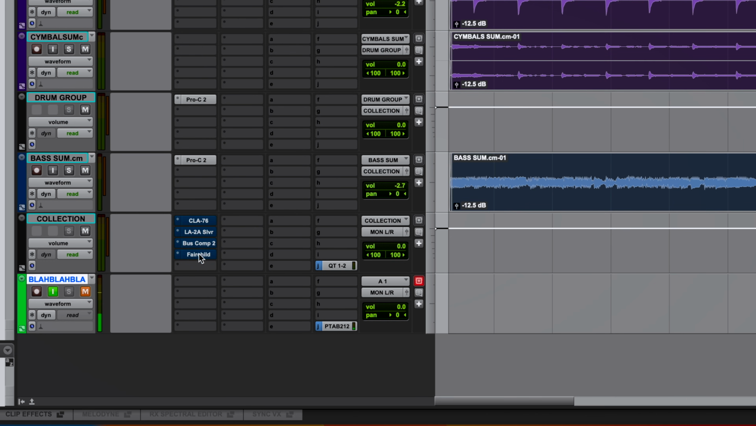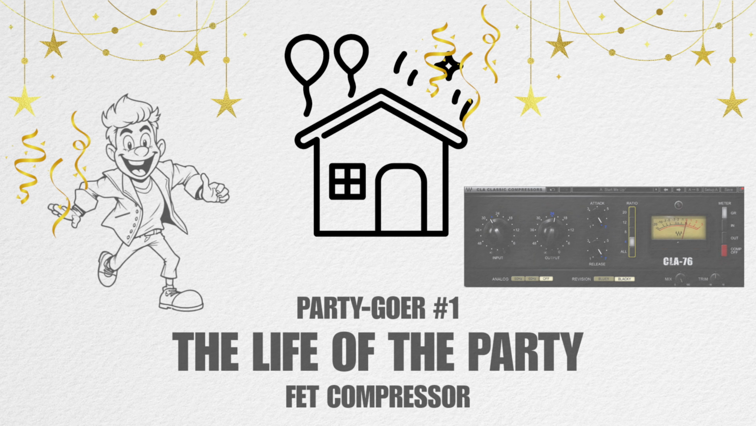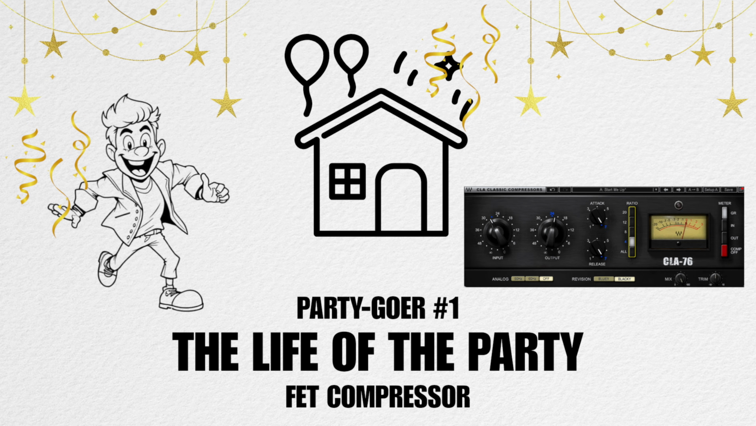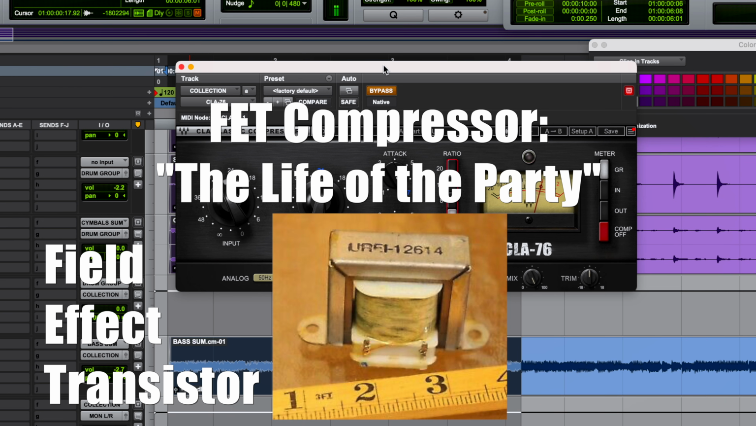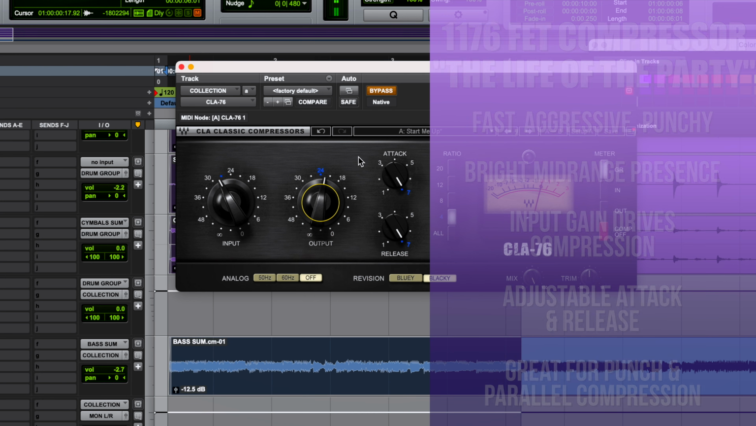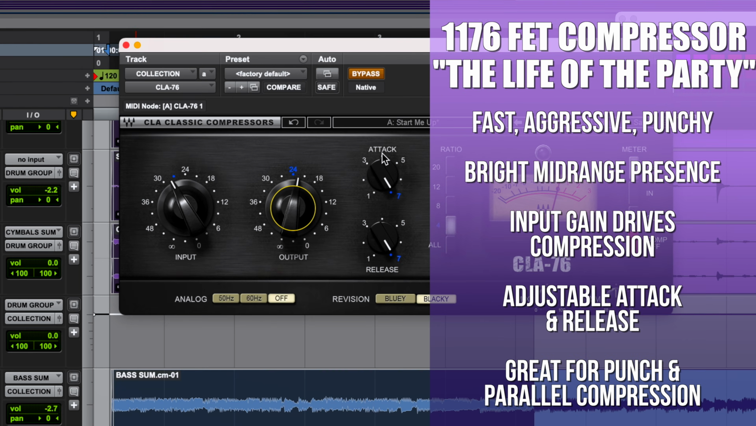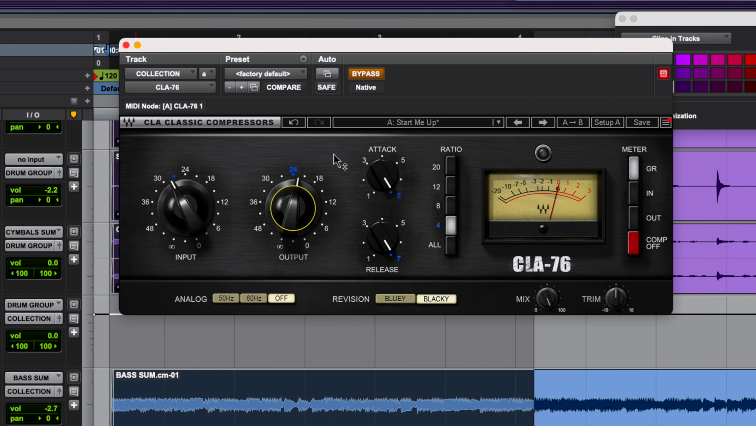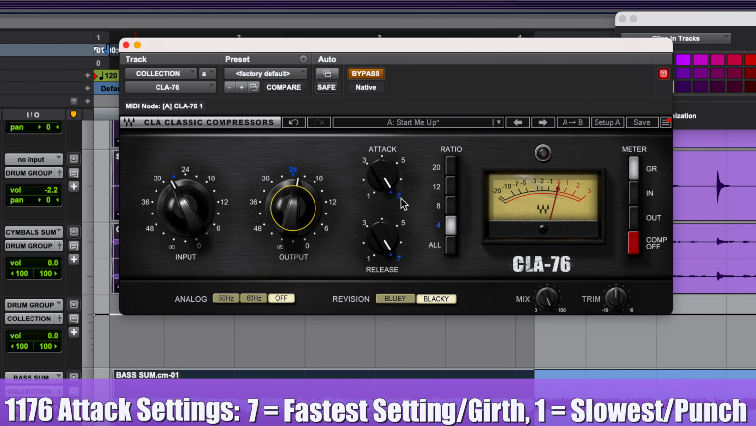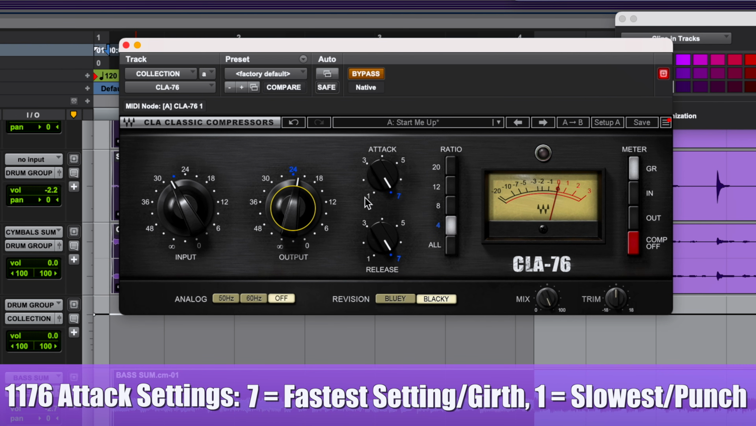Okay, so our Fab Four, we're inviting them to our party. And the first one to show up is going to be the life of the party. And that is the 1176, who is a FET compressor, which stands for Field Effect Transistor. It uses a transistor to handle the gain reduction, but it also has transformers in it. Smaller transformers, which make it a little more punchier and aggressive in the mid-range. We have the ability to manipulate and change the attack and release settings. For an 1176, 7 is the fastest setting and 1 is the slowest. Remember that, because I've seen people explain it backwards.